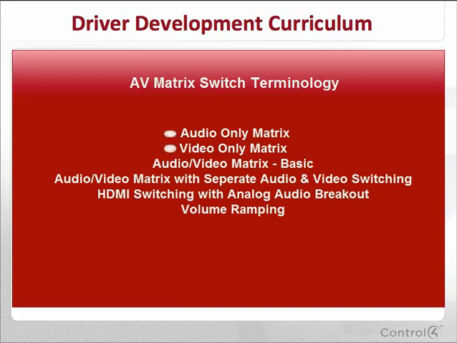The first two, audio only and video only matrix, are the most simple since they are only handling one signal type. This will become more obvious later in this video when we discuss modeling AV connections. The next item, basic audio video matrix, handles both audio and video signal types but they cannot be routed independently. So from our driver perspective, they need a little more work when defining the connections, but from a control standpoint, they are not really more complex than audio-only or video-only matrices.